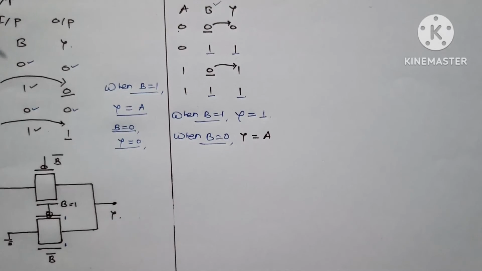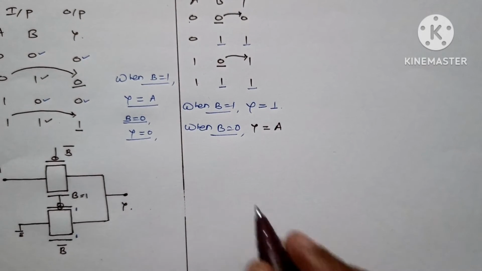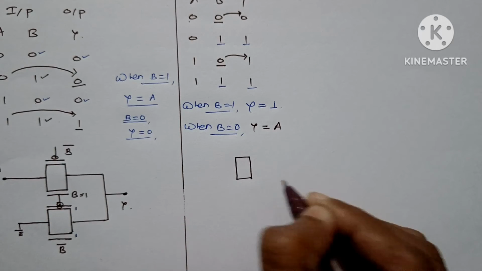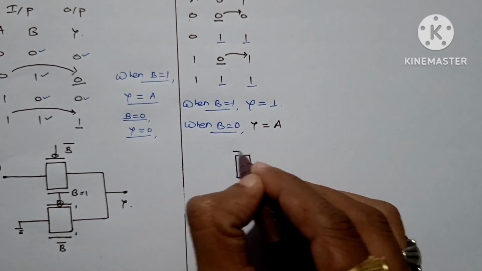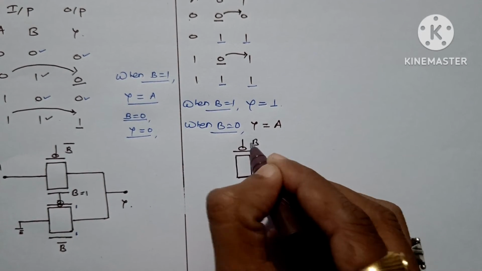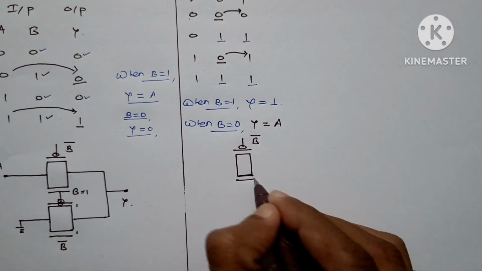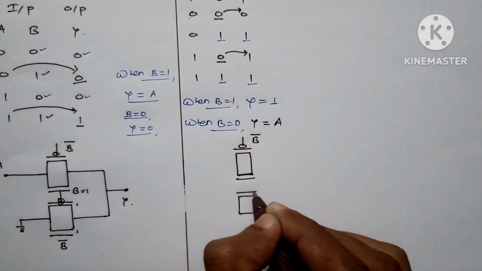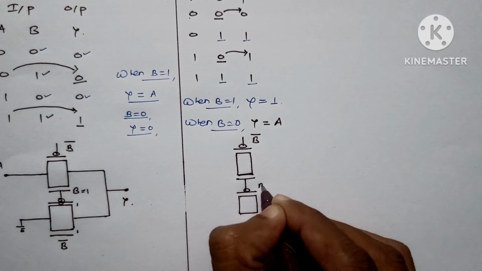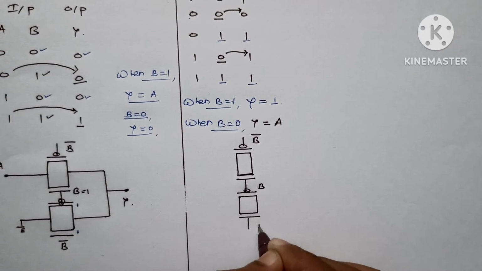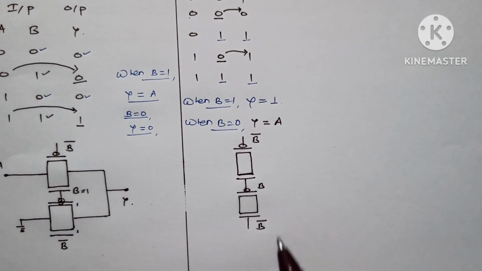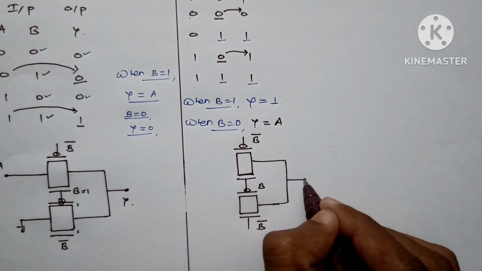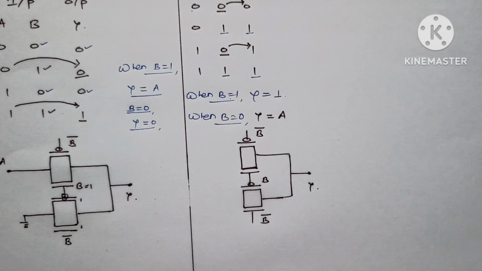So based on that, let's draw. This is a first gate. Let's connect this with B bar. Again the second one. This is with B and this is with B bar. Output is Y.